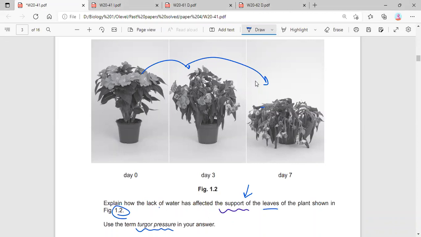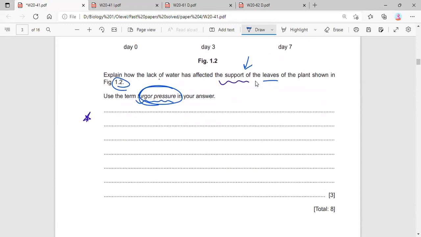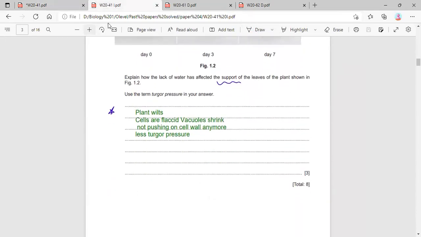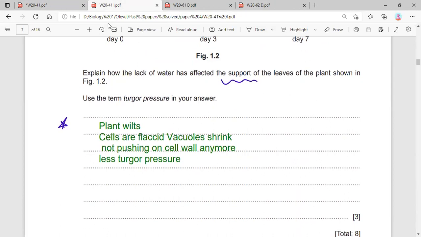If there is no water, okay, the vacuoles start to shrink. The vacuoles are not pushing on the cell walls anymore. The cells are flaccid. There is no turgor pressure, so the plant wilts. So this was the answer, okay? Let me show you the answer. The plant wilts as the cells are flaccid, the vacuoles shrink, they are not pushing on the cell wall anymore, so I have less turgor pressure.